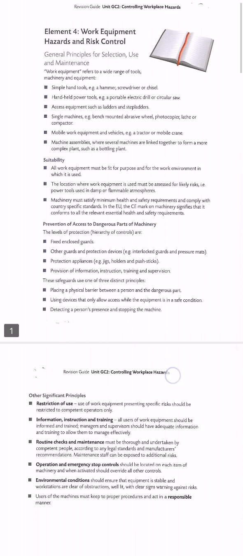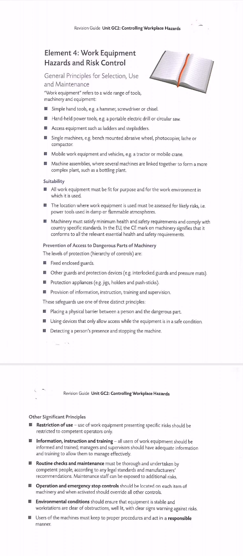Then in talking about working equipment hazards, I'm going to mention the prevention of access to dangerous parts of machinery, right? What are the preventions of access to dangerous parts of these machineries? The level of protection, like the hierarchy of control, starts with fixed enclosing guards, right? All of these machines should have fixed enclosing guards, so that they have a guard around the machine.